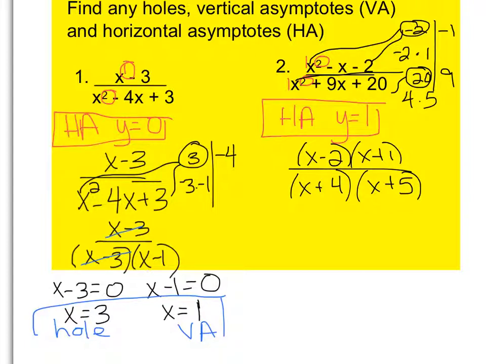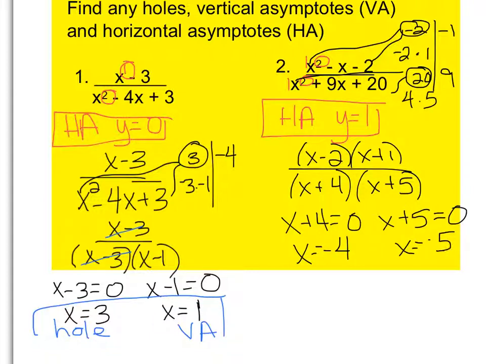Remember, with holes in vertical asymptotes, we only care about the denominator. So x plus 4 equals 0, x plus 5 equals 0. So x equals negative 4, and x equals negative 5. Now we have to determine, are those holes or vertical asymptotes? Well, if I look at my numerator and denominator, nothing has an x minus 2 on the bottom or an x plus 1. You can't cancel out x plus 4 and x plus 5 with anything on top, so that makes these both vertical asymptotes.